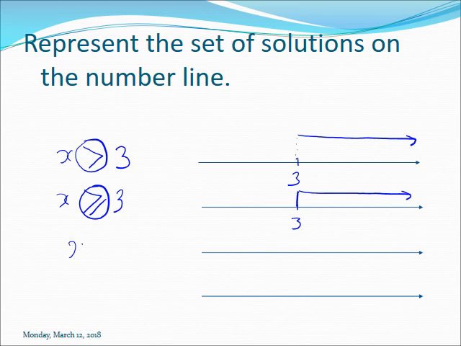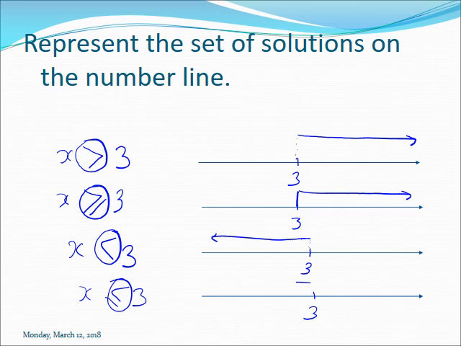If x is less than 3, then the solution is here. Less than only, without equal, so 3 is not included in the solution. Put a dot here. If x is less than or equal to 3, then 3 is included in the solution. Less than or equal, here a dash.